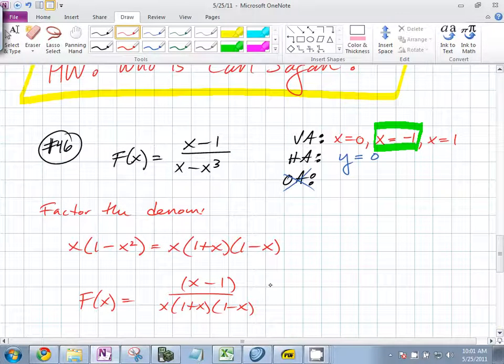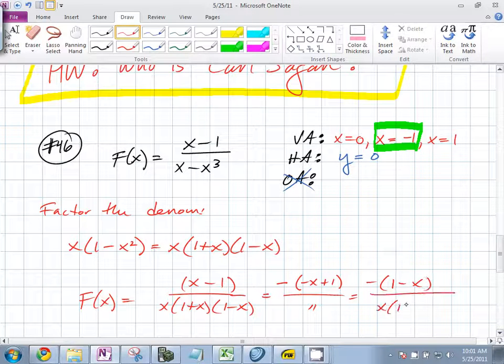What do you have to do first in order to cancel it out? Factor out a negative from the top. What does it become? Negative what? Negative x plus 1, right? Over the same thing, but what is that? That's negative 1 minus x over x times 1 plus x times 1 minus x. So what cancels? 1 minus x does cancel. So this actually is a removable discontinuity.